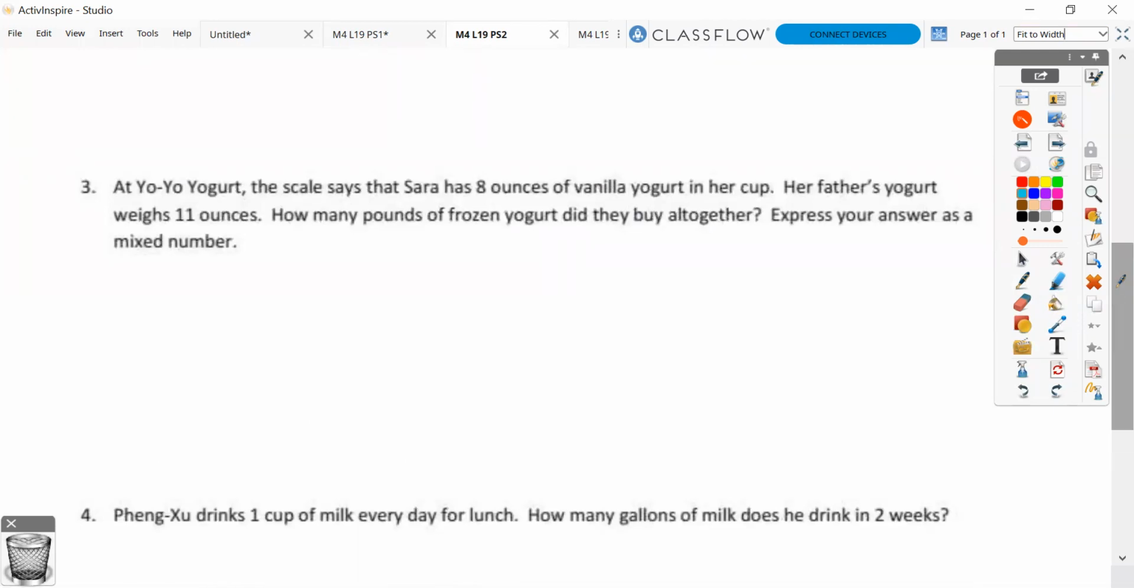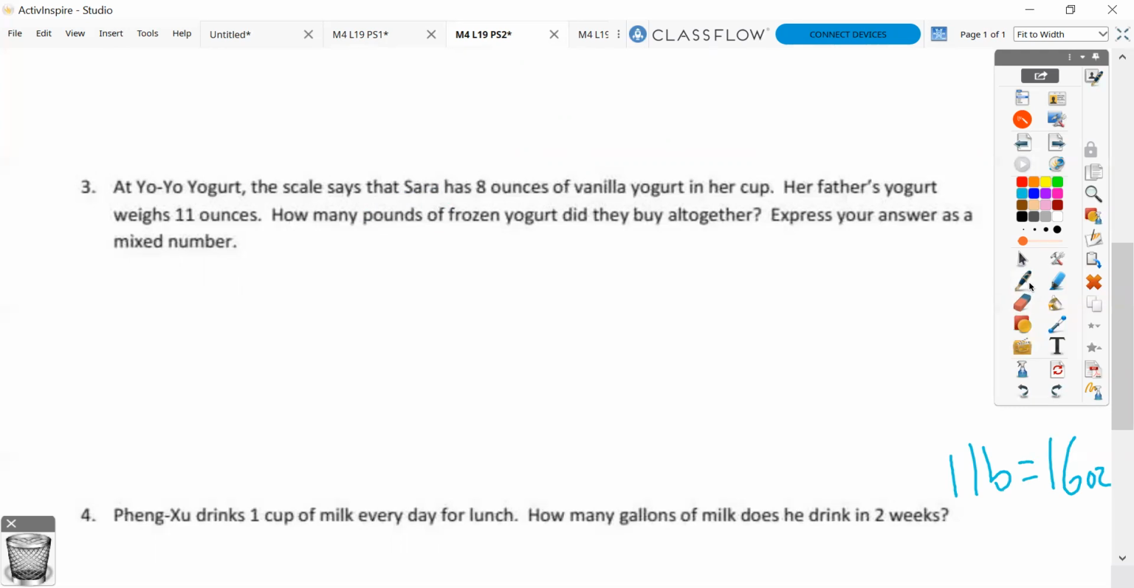At a Yo-Yo Yogurt, the scale says that Sarah has 8 ounces of vanilla yogurt in her cup. Her father's yogurt weighs 11 ounces. How many pounds of frozen yogurt did they buy altogether? So pounds, okay, so we need to know that 1 pound equals 16 ounces. Okay, I now know that. I'm writing it off to the side. So the scale, let's go back and read now that we know that it's going to be ounces to pounds.